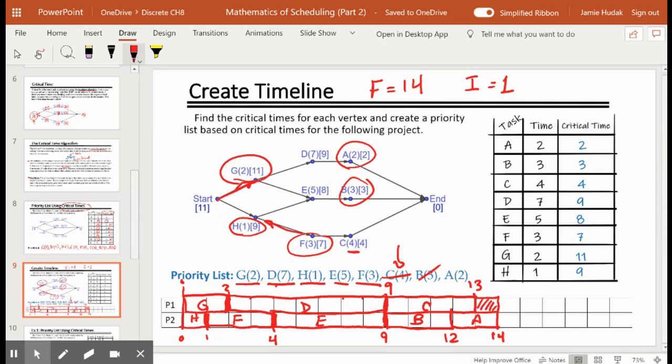Notice how well everything fit on the schedule. The critical time algorithm takes into account the linked events, and that's why we have this new number. G was the longest event to get to the end, so that's why G was scheduled first. H was the second longest, D was third, and that's why D and H are here. Actually, they were tied both with 9.